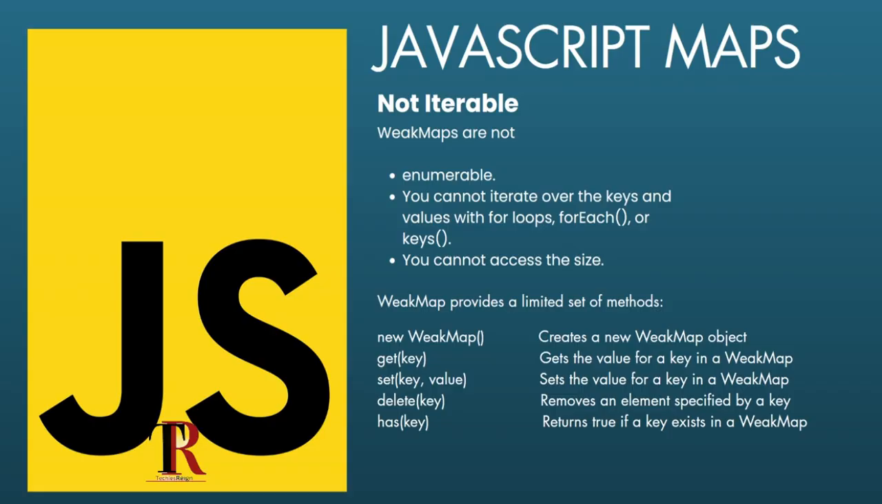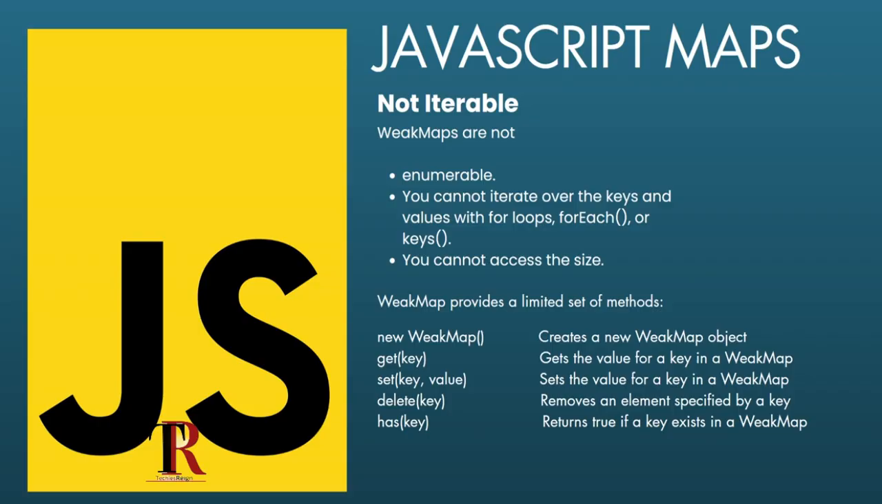Also, we have delete(key), which removes an element specified by a key. It is one of the methods supported by a WeakMap for removing a specified element by key. And lastly, we have has(key), which returns true if a key exists in a WeakMap. So if you are trying to check whether something exists in a WeakMap, you use has(key). These are the limited set of methods supported in WeakMap.